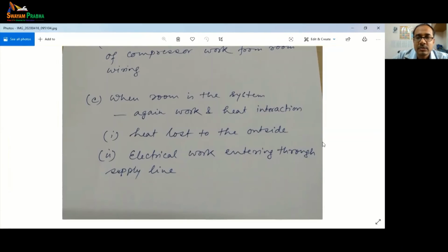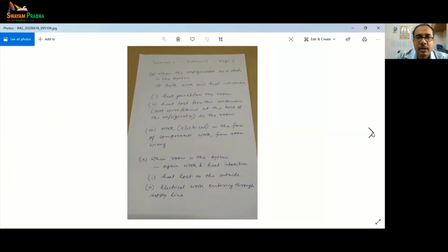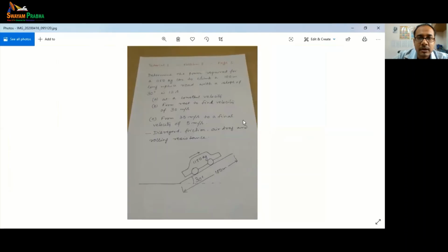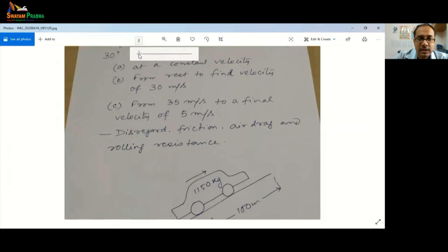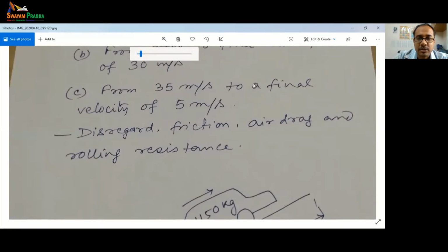Okay, so let's look at the next problem, which is again on conservation of energy, and we'll look at the conservation of mechanical energy.